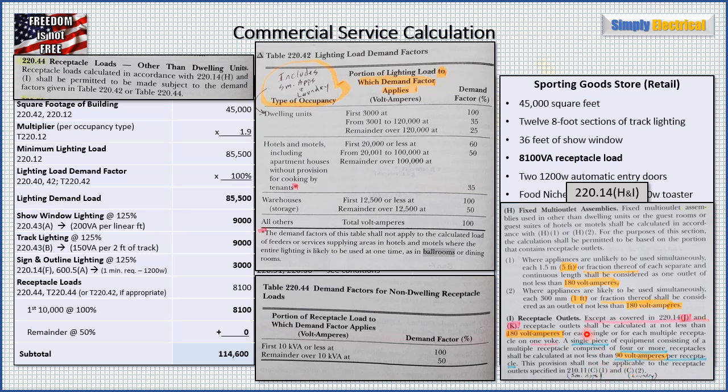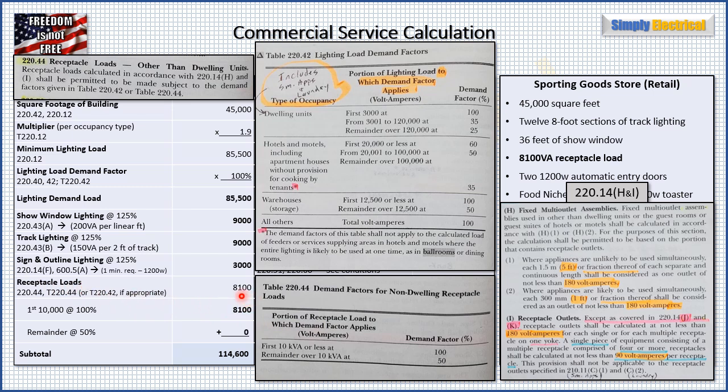Okay, so in the example, it tells us we have 8100 VA receptacle load. So it's already done the calculating for us as far as counting up the receptacles, and that's where they got the 8100 VA from. If they had just told us how many receptacles were in the store, we'd have to multiply that number by 180 VA for each receptacle on a single yoke, and we'd come up with our VA total. But they gave us that, so we will just put receptacle loads 8100 VA.